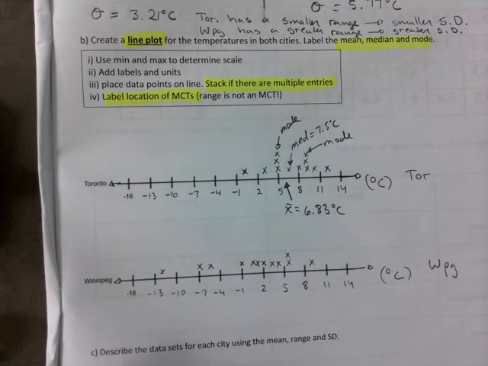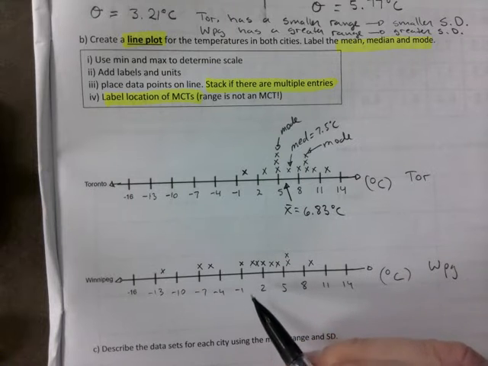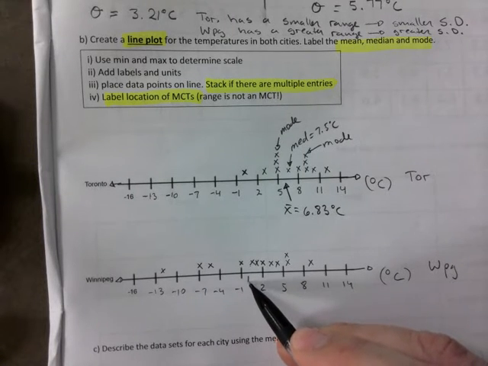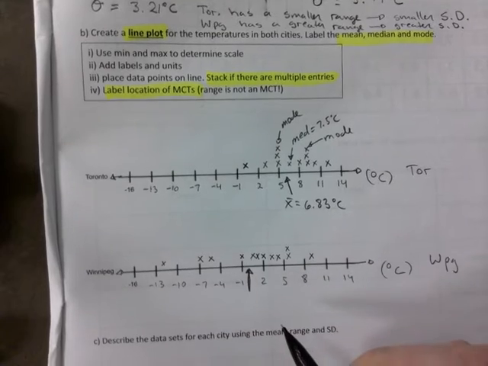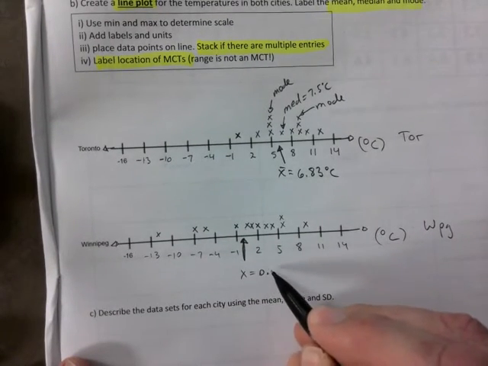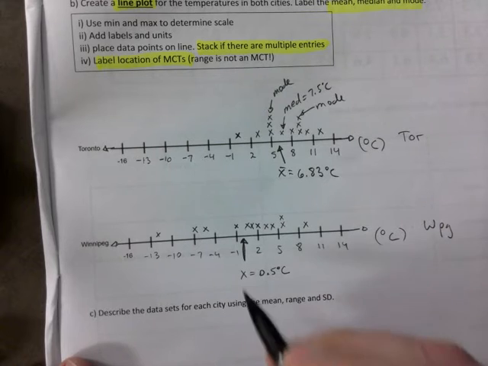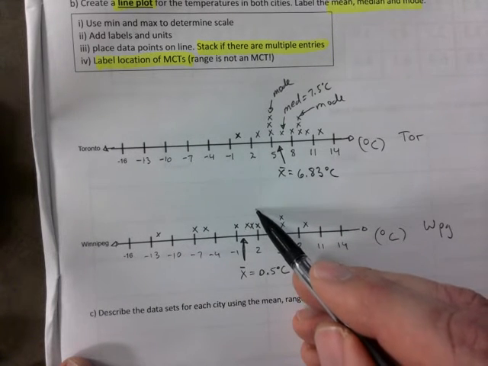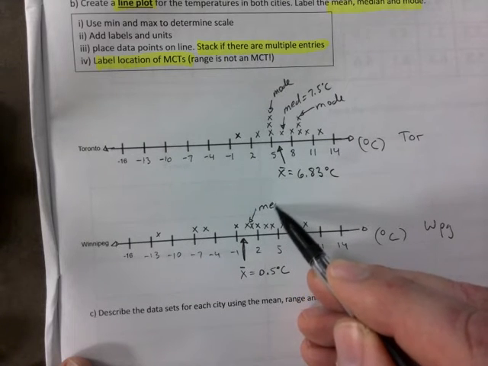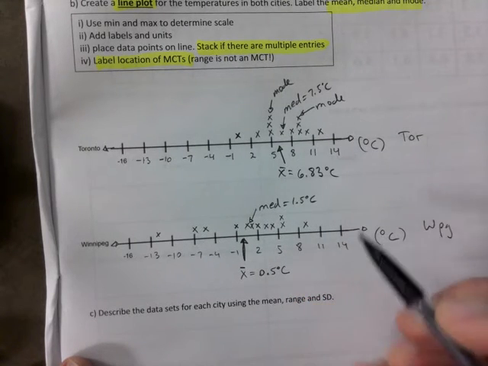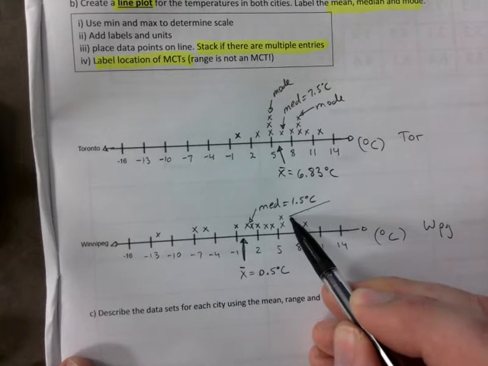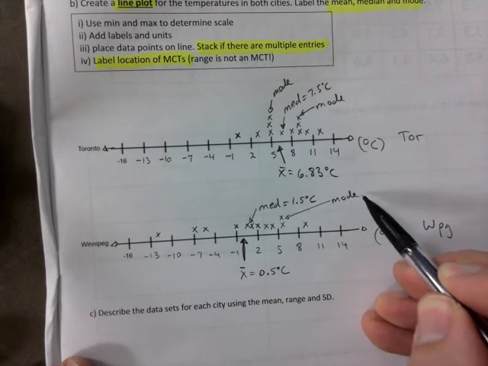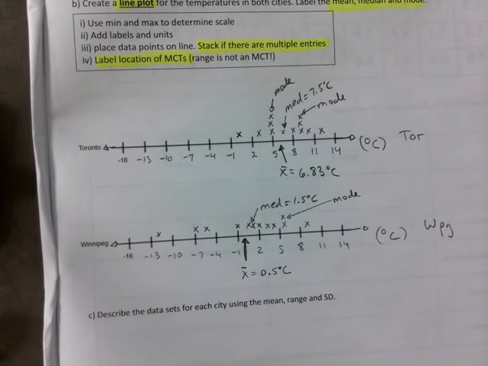Let's do the same thing for Winnipeg. The average is 0.5, which would be somewhere in here. Average is 0.5 Celsius. That's X bar, sorry, not just X. And then my median, according to that, is 1.5, which would be somewhere in there. And my mode, of course, is right there. You don't have to tell me what the mode is, just point to it, and that's fine.